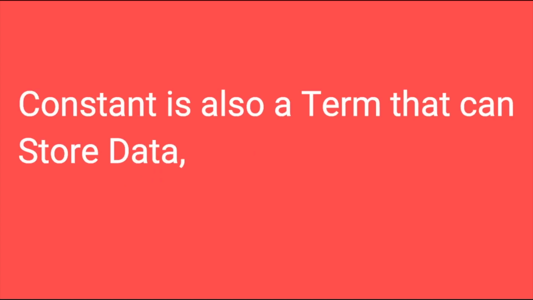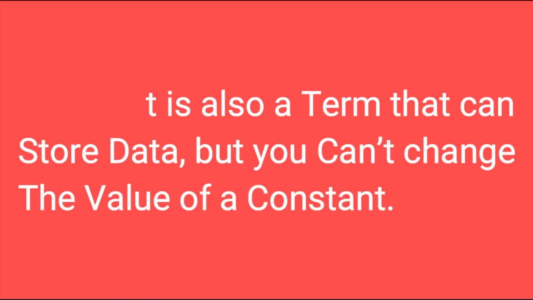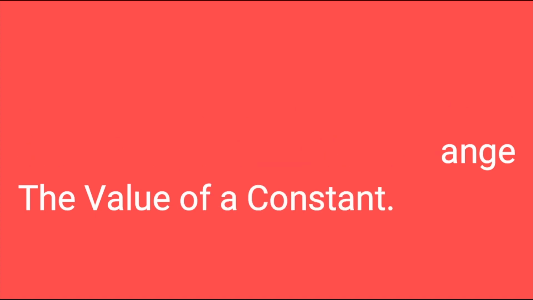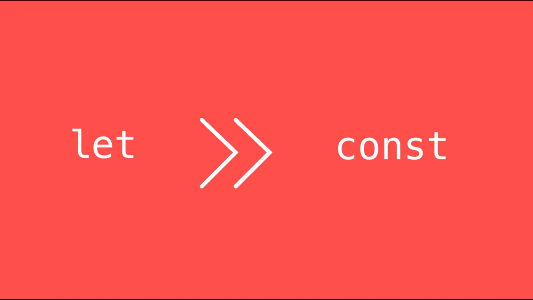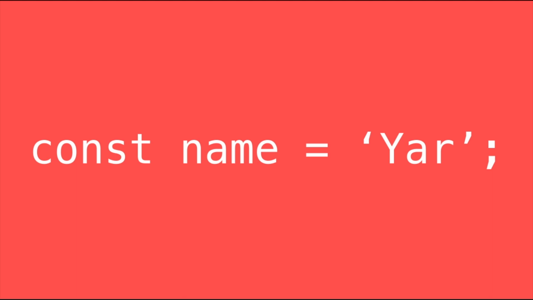As I mentioned before, a constant is also a term that can store data, but you can't change the value of a constant. You can use the same examples I gave you before, but instead of let, you have to put const. So the new example would be const name is yar.